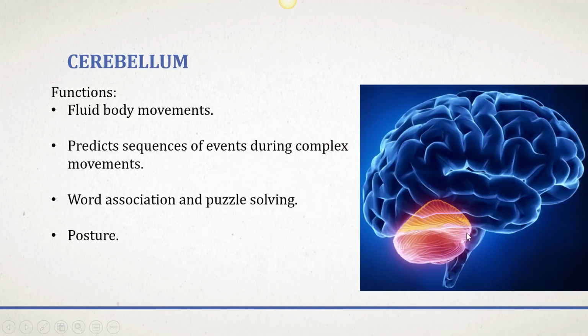The cerebellum is this smaller piece of brain tissue down here. Its functions are it creates fluid body movements, it predicts sequences of events during complex movements, it's involved with word association and puzzle solving, as well as posture. So the cerebellum is highly affected by alcohol. If you think about what happens to you when you've been drinking alcohol, all of these things start to go, and this is why it's highly recommended that you do not drive while drinking, especially for this reason: predicting sequences of events during complex movements. When you're driving, you're able to predict certain things that are going to happen, and you lose that ability when you've been drinking.